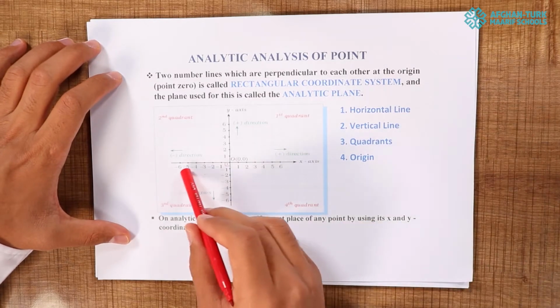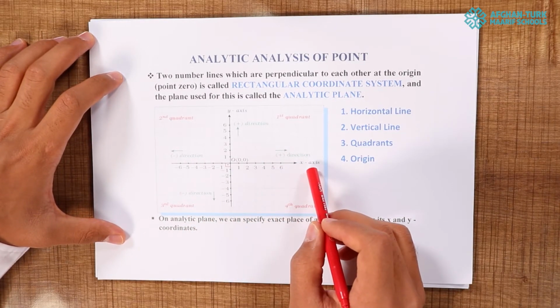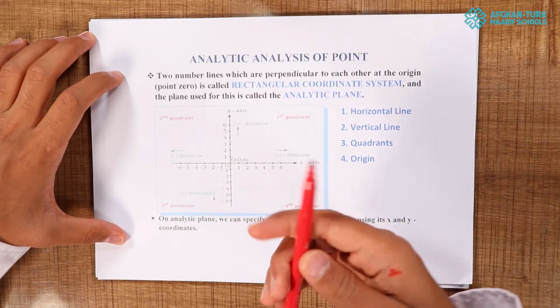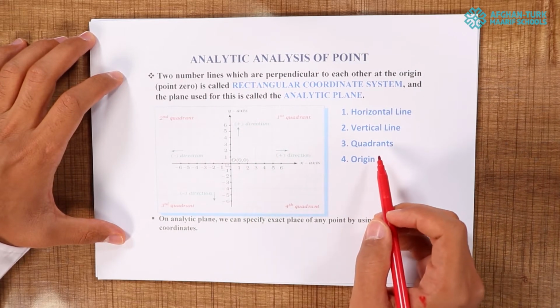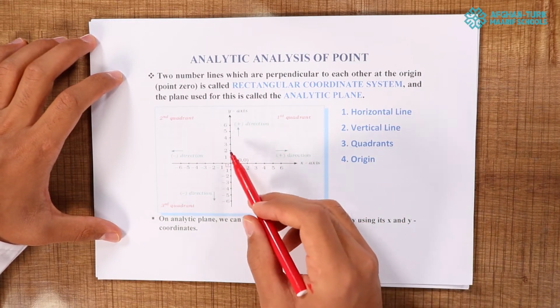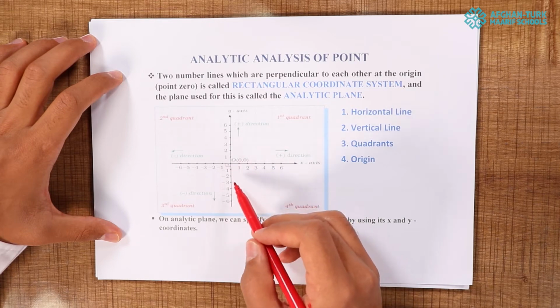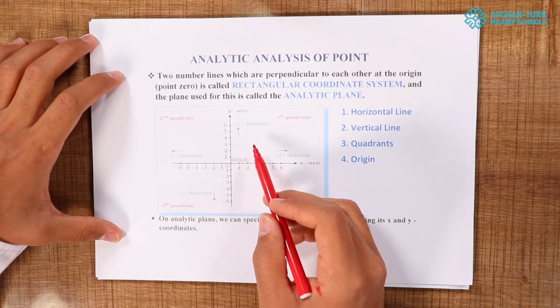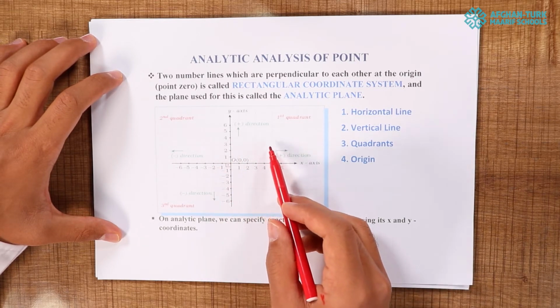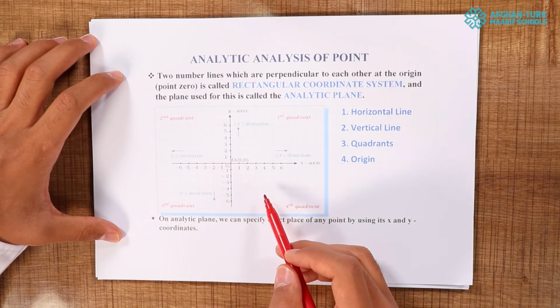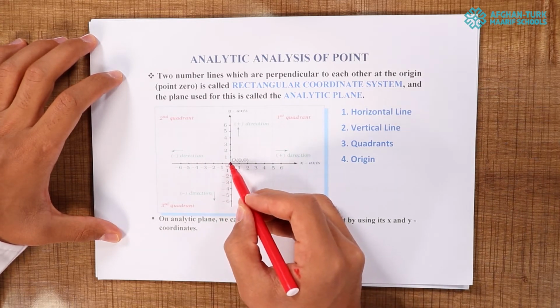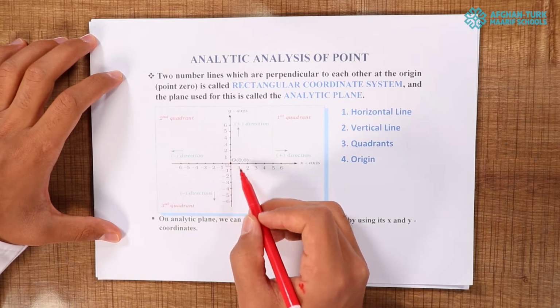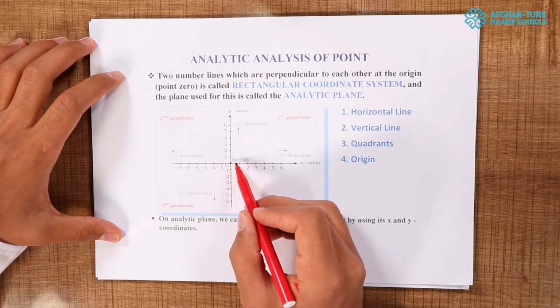And also the horizontal line is called the x-axis, the vertical line is called the y-axis, and these axes give us four quadrants: first quadrant, second, third, and fourth. And this point is the origin. It means 0 and 0. The coordinates of x and y at this point are 0 and 0.